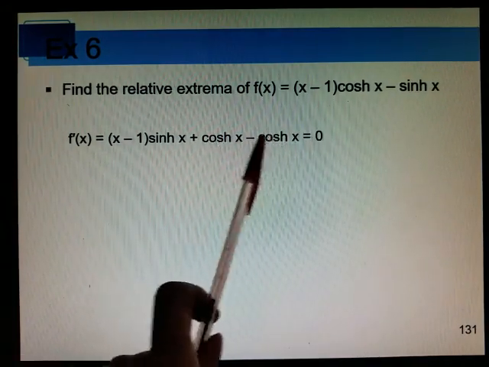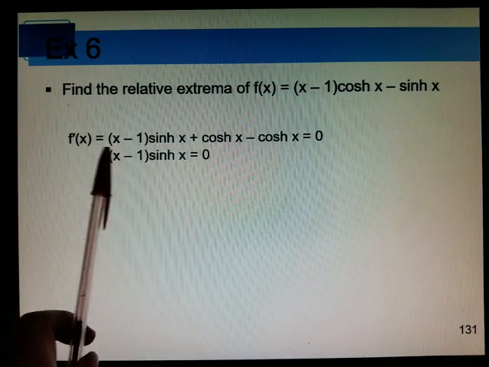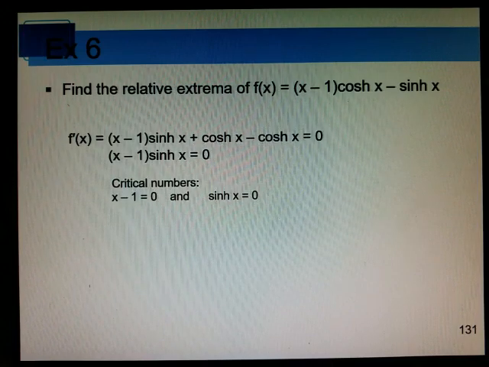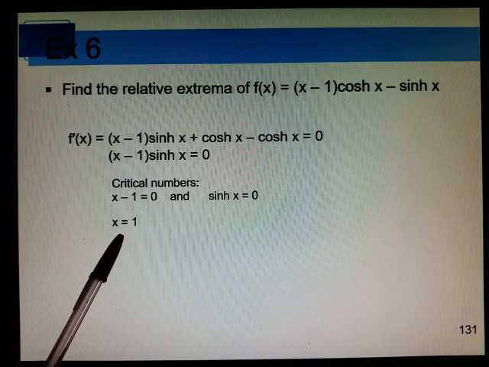Well, the hyperbolic cosines are gone. That leaves me with these factors here. So that's when x equals 1, or when hyperbolic sine of x equals 0. My bad. So x equals 1 is a critical number.